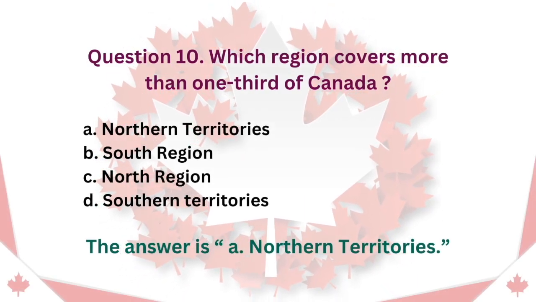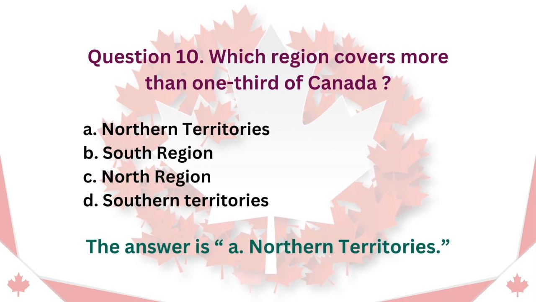Question 10. Which region covers more than one-third of Canada? A. Northern Territories. B. South Region. C. North Region. D. Southern Territories. The answer is A. Northern Territories.